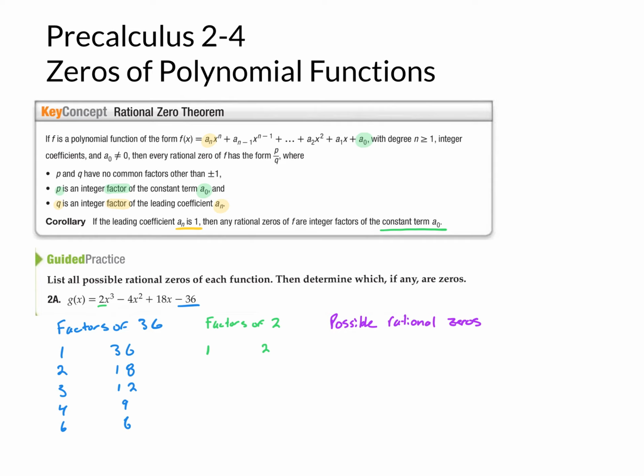What's up, Precalculus? This is lesson 2-4, zeros of polynomial functions. And this is a long section, so we're going to try to get through it here as quickly as we can. The first key concept is the rational zero theorem.